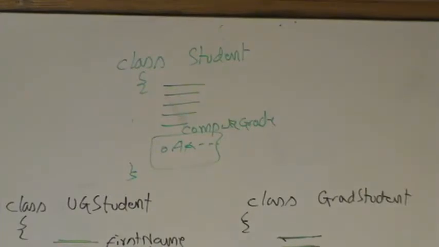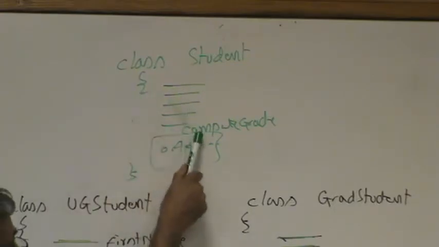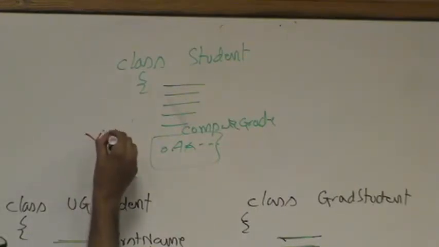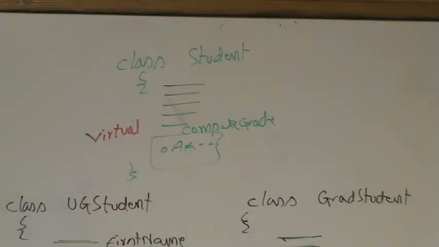Now, tomorrow somebody may want to override it and provide a different code. So to allow somebody in the future to be able to inherit from student and change the code for compute grade, what will you mark it as? Virtual. So let's mark this as virtual.